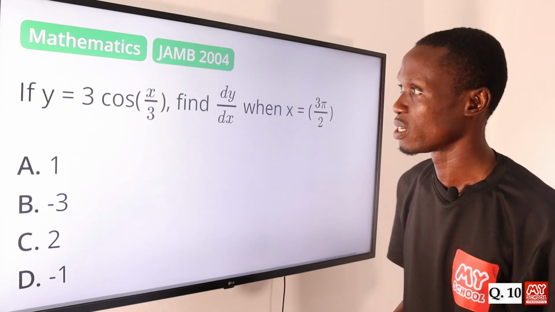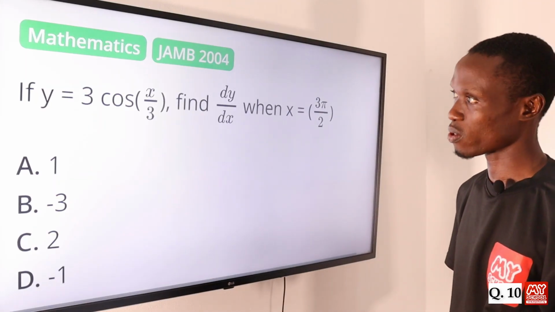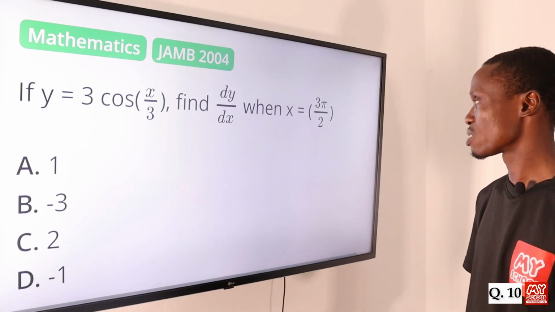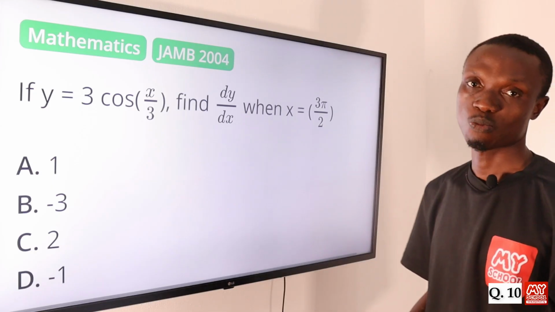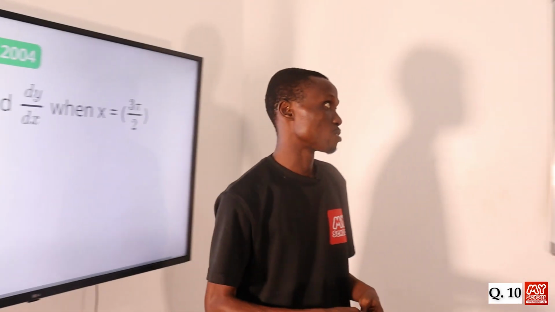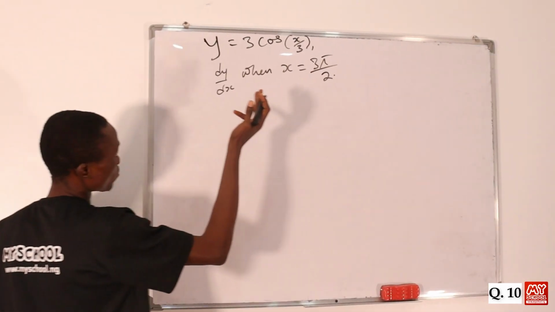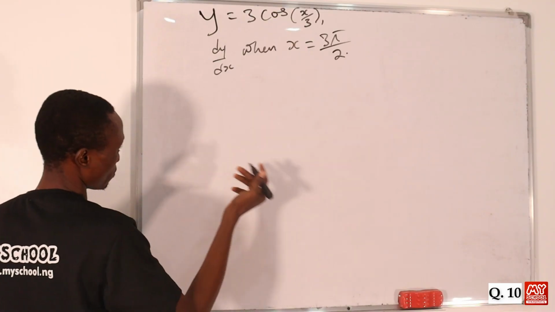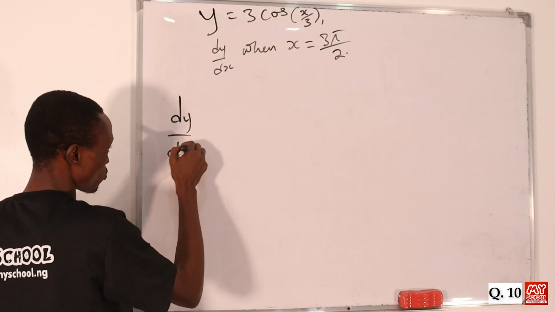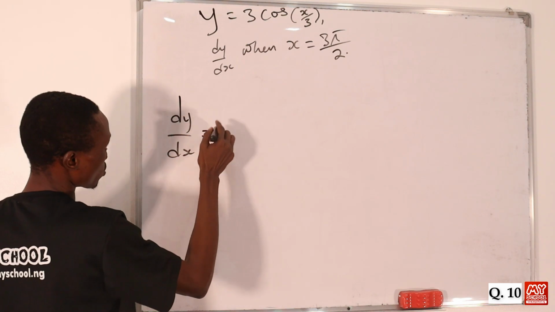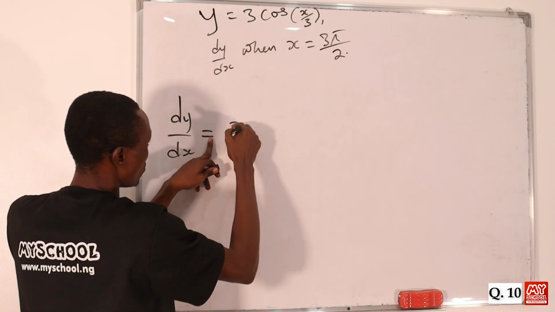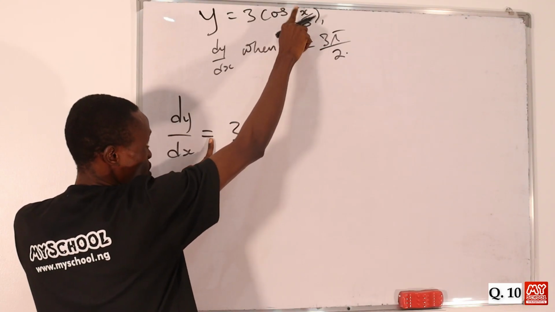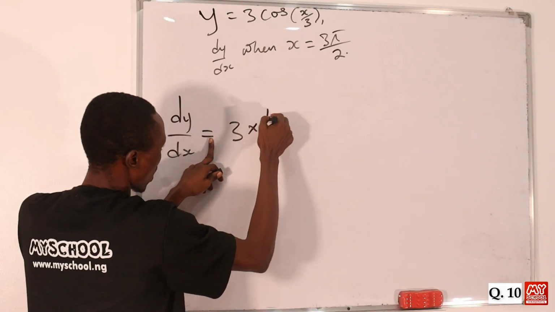Moving on to question 10. If y is equal to 3 cos x over 3, find dy/dx when x is equal to 3 pi all over 2. So let's move over to the board to provide the answer to this question. Basically, we are asked to differentiate 3 cos x all over 3. So dy/dx, if we differentiate it, will be equal to, first of all, our 3 still remains, right? Then remember that the coefficient of x here is 1 over 3. So you'll have times 1 over 3.